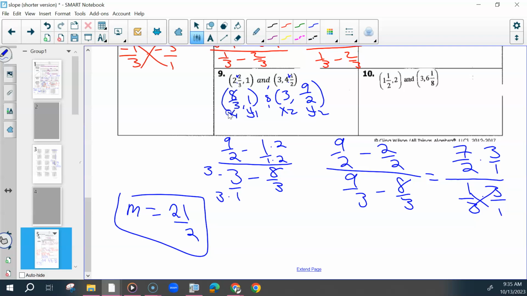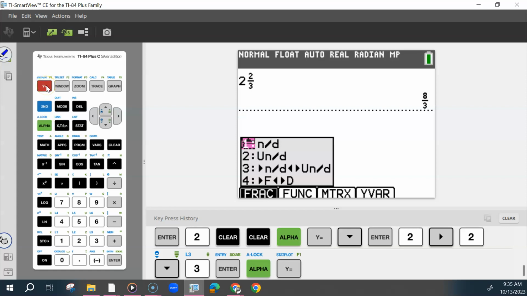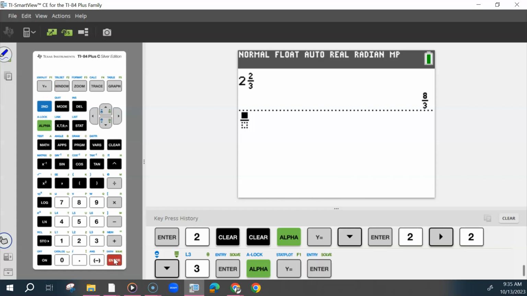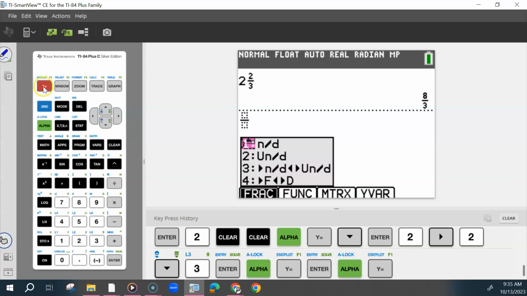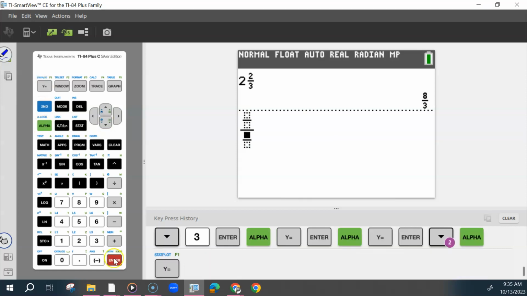So I'm going to show you how you can put this into the calculator, but you have to be very careful with this, so I want you to do exactly what I do. Go into alpha y equals, go into the first one. In your fraction bar, in the top, hit alpha y equals again. And then scroll all the way down to the bottom and hit alpha y equals again. It should look something like this. If you did not do exactly what I did, your fraction bar is going to be off.